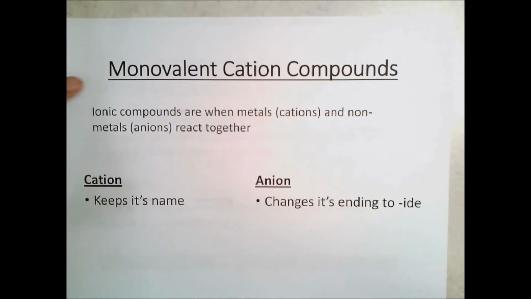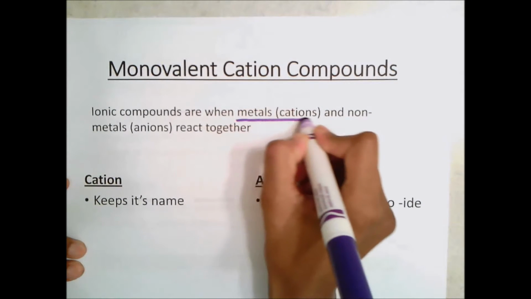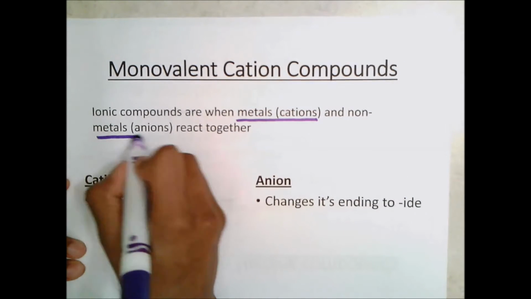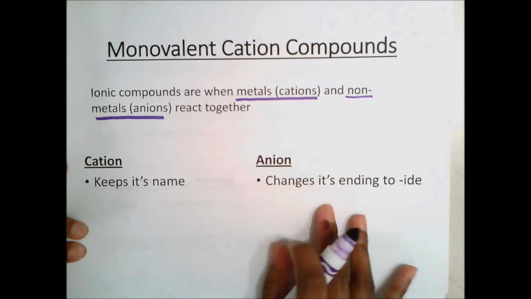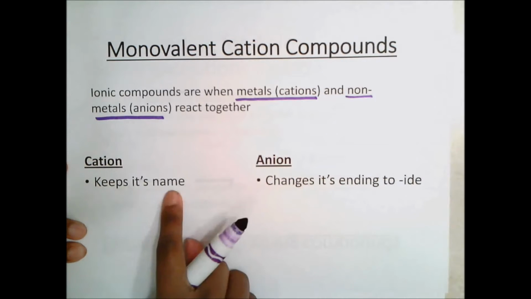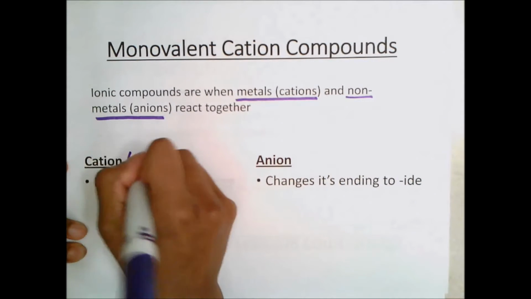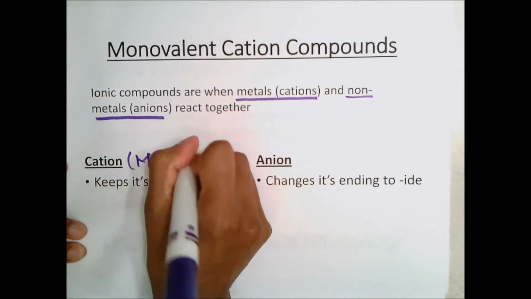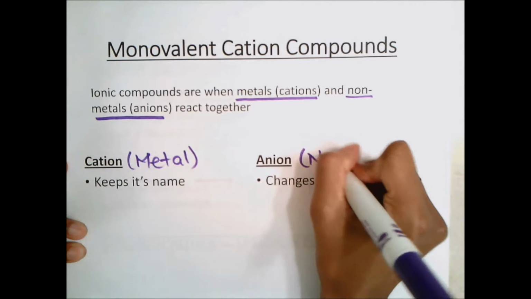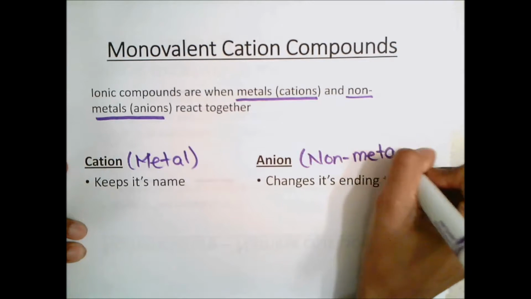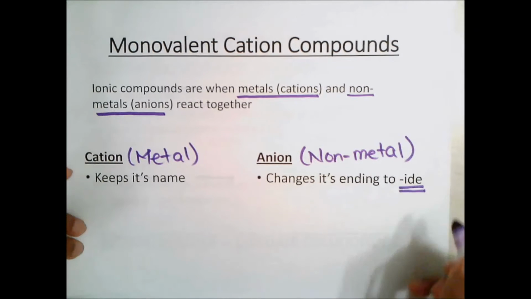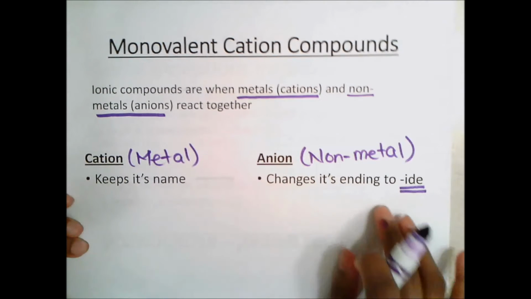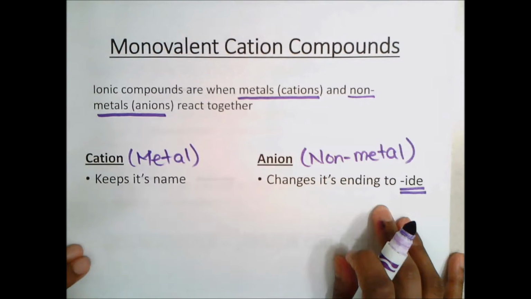So how do we name our type of ionic compounds that we're dealing with? Remember that you are naming your metals first and then your non-metals. So here we have how you change the names. The cation keeps its name, so that's the metal. And what you're going to do is change the non-metal's name. You're going to change its ending to IDE. Very simple. Metal keeps its name, non-metal needs to change its name to IDE.